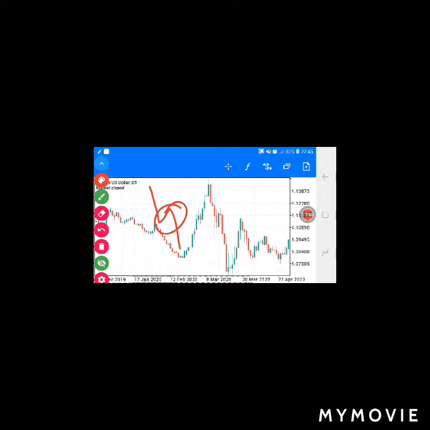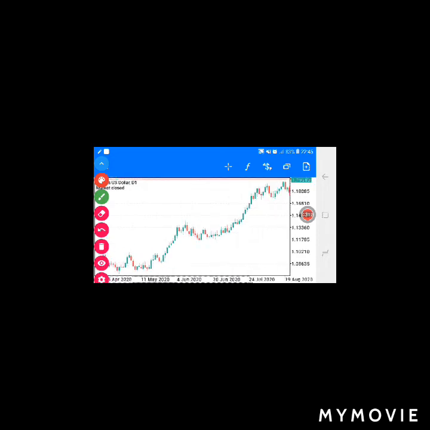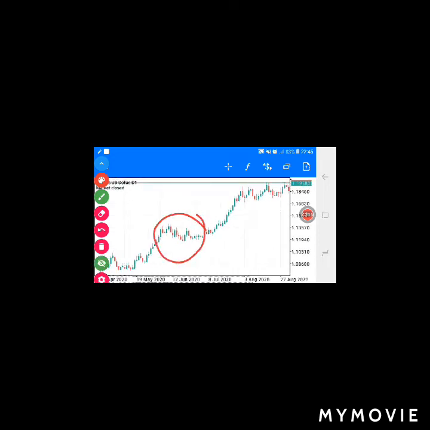So here's the first rule. The first rule is that we need to see the retracement. This is a sell retracement, and then this is a buy retracement. I can show you on the chart. This video may be a little longer, but it's for your benefit. This is a buy retracement.